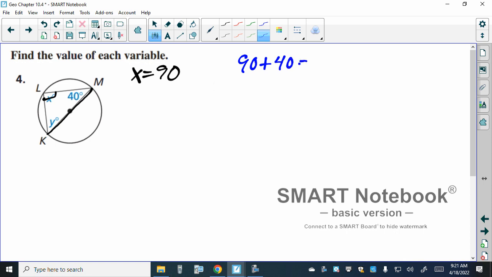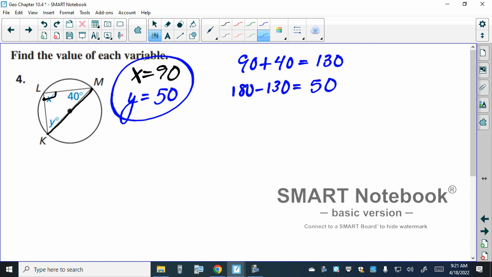As we know, the sum of the interior angles of any triangle is 180. So 90 plus 40 is 130, and we can take 180 and subtract 130, which gives us 50, because the sum of the interior angles of any triangle is 180 degrees. We found x, which is 90. So y plus 90 plus 40 should give us 180, which tells us y has to be 50. That's it. Any other questions on any of these here?